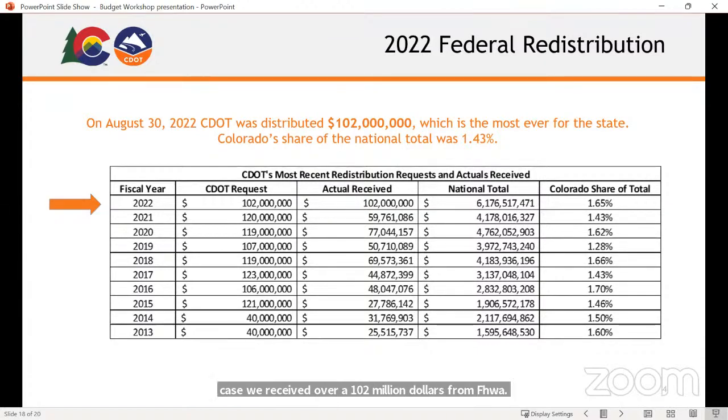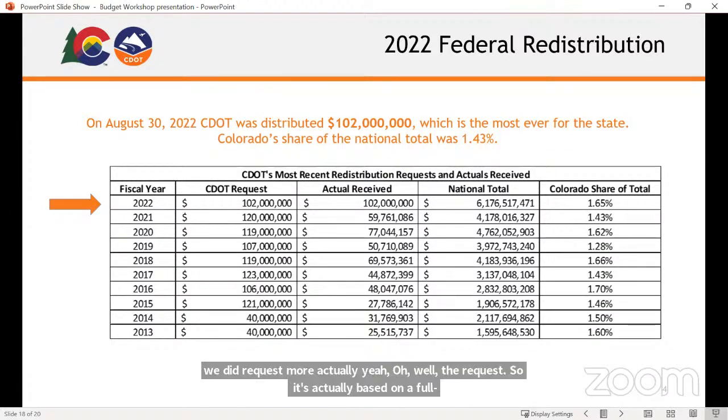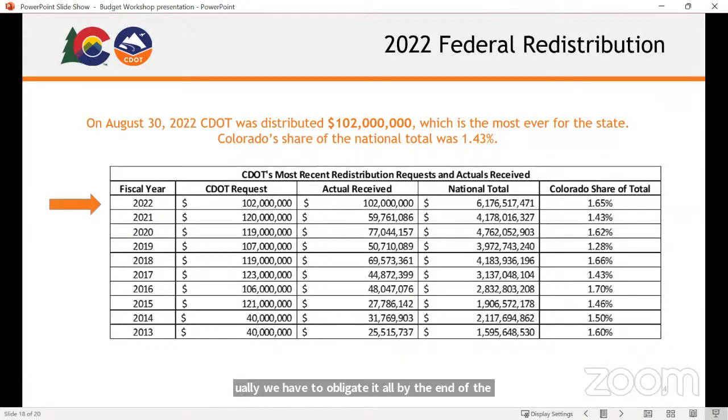Question. Good, Commissioner. Can we request more? Well, we did request more, actually. But even more than the 120. Yeah. Oh, well, the request is actually based on a full analysis of what we think we can actually obligate. So when we receive the funding in August, we have to obligate it all by the end of the federal fiscal year at the end of September. So within a month, we have to have projects that have spending or that we anticipate will have spending where we can obligate all of those funds. So I have kind of a wizard on my team behind the scenes, Eric Airbar. I think his team did over 800 transactions to obligate all those funds. So we have to have the analysis in place to be able to request those funds. Good job. Thank you.